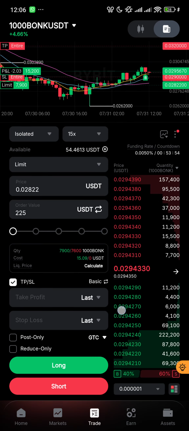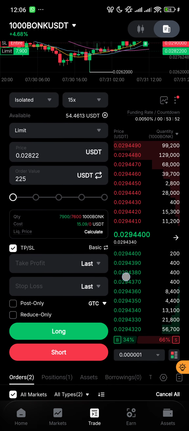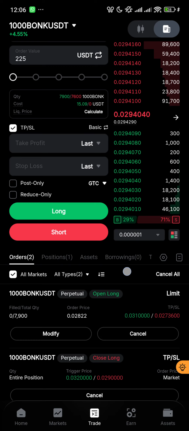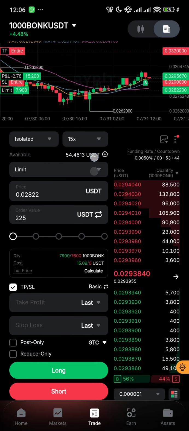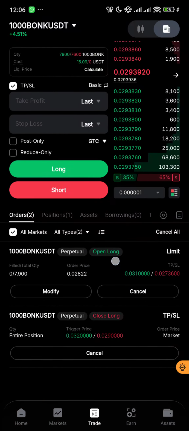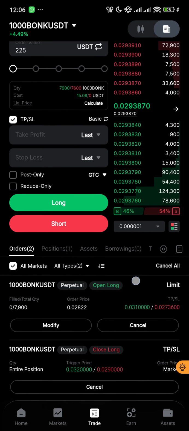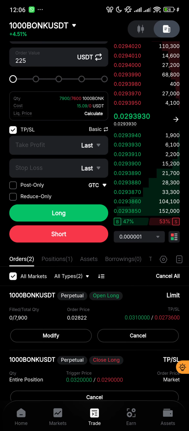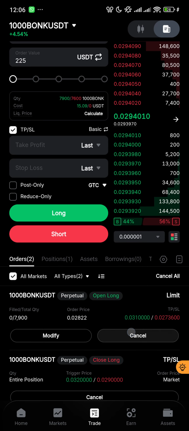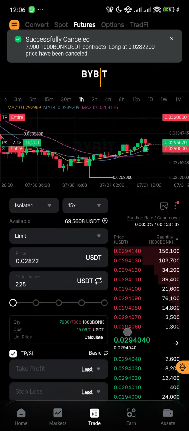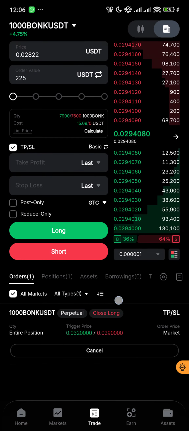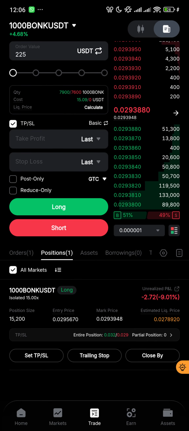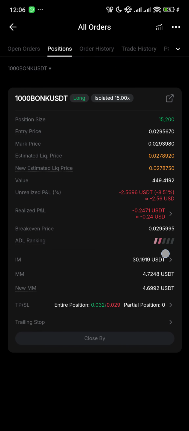Okay. So why is this showing me $50 here? Cancel this and see. So guys, just stick to what we've told you: use an isolated margin of $15.